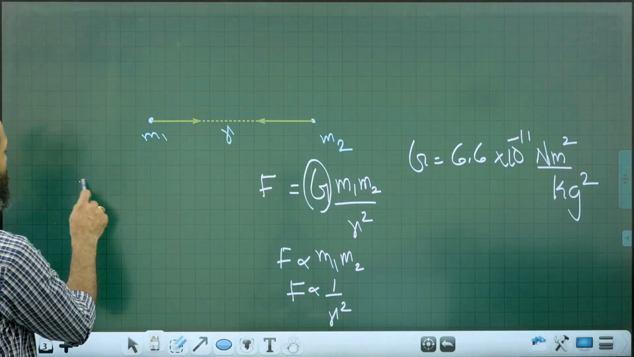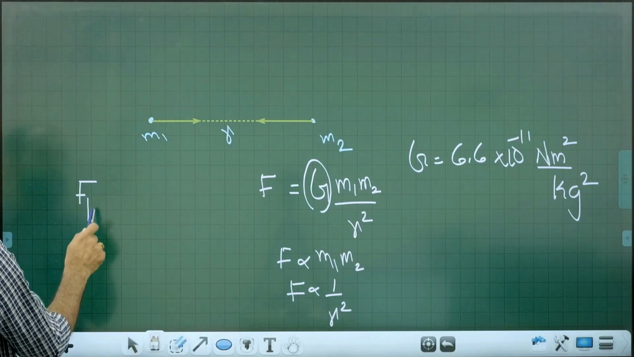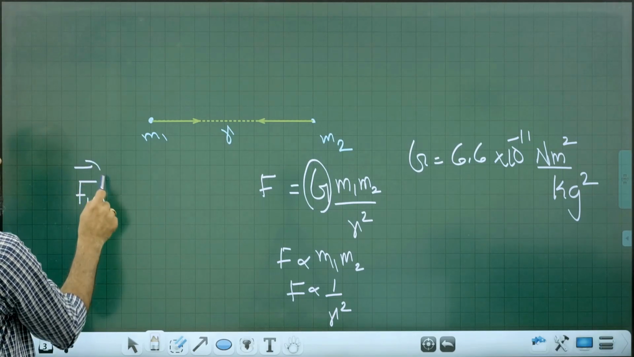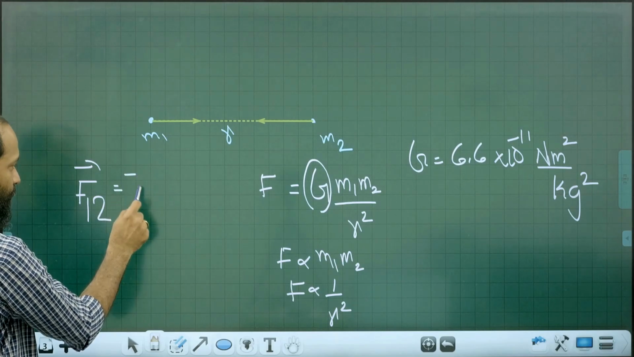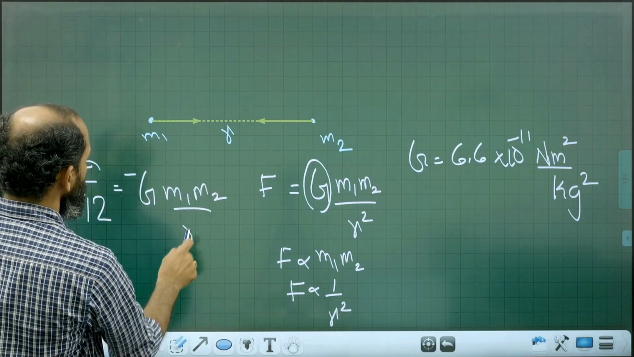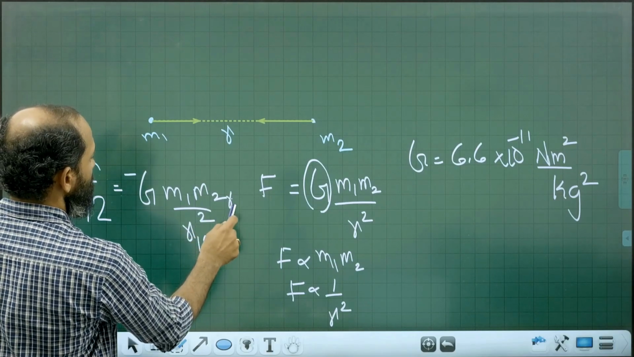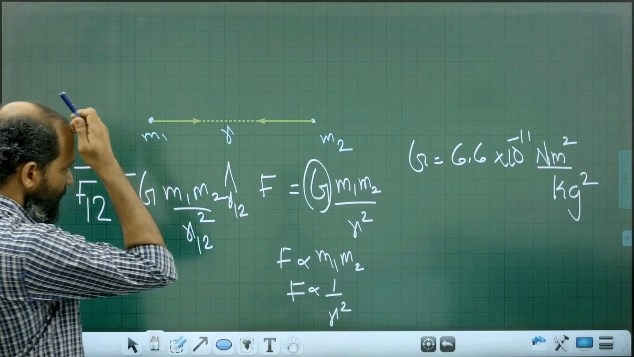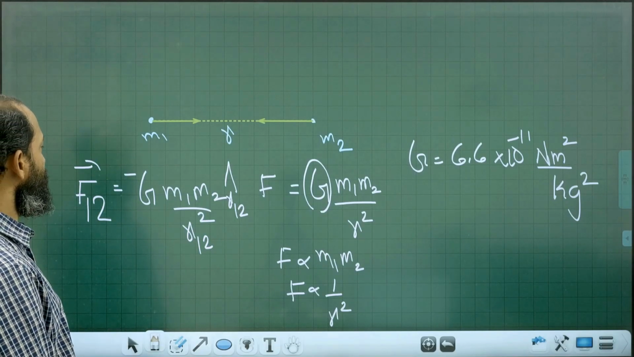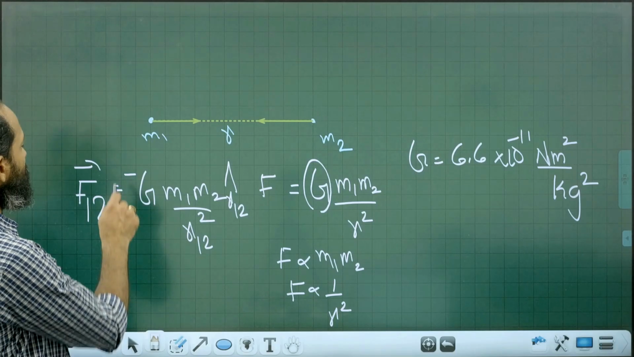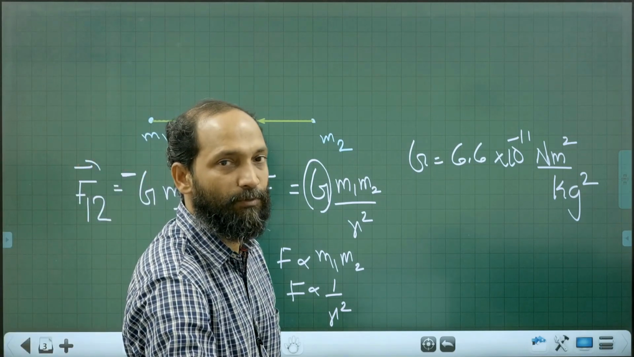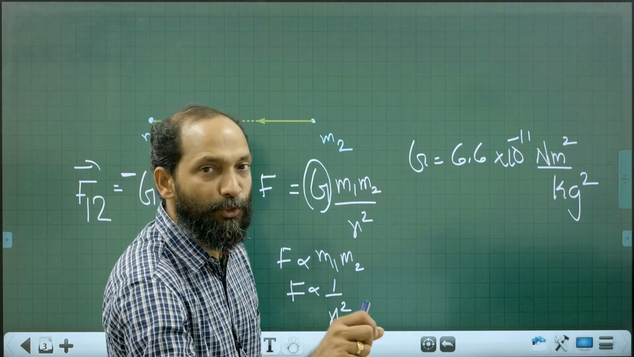In vector form, force on first body due to second body is equal to minus of G m1 m2 divided by r12 square r12 cap, where r12 cap is the unit position vector. Minus sign shows that the force is attractive. Gravitational force is only attractive, always attractive. It is mutual.